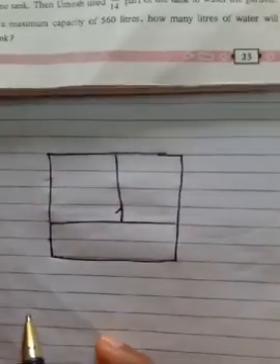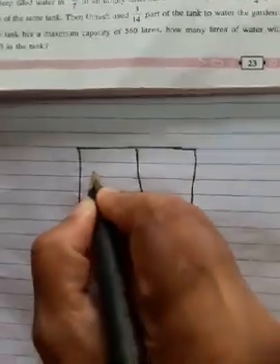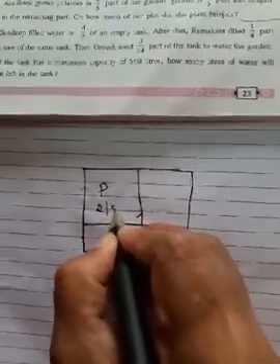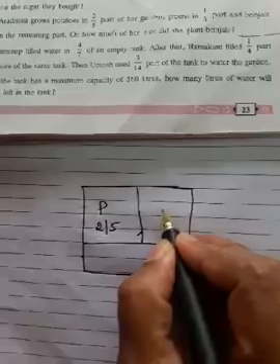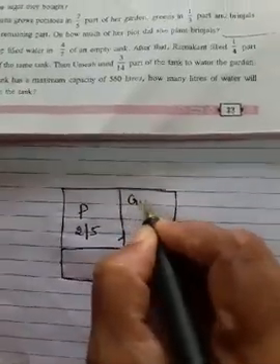This is the garden. In this garden, she planted potatoes. So this is the potatoes in how much part? 2/5 part, correct? And green leafy vegetables in 1/3 part. This is the green leafy vegetables, correct?